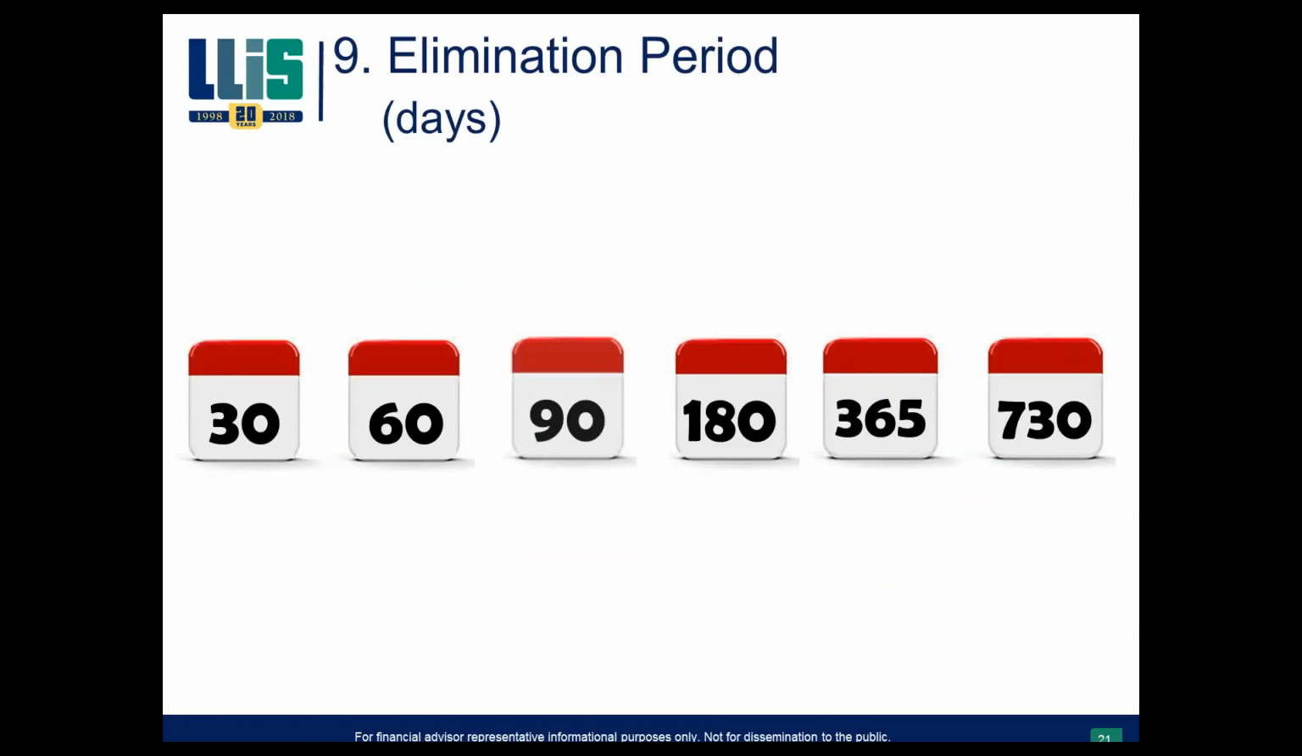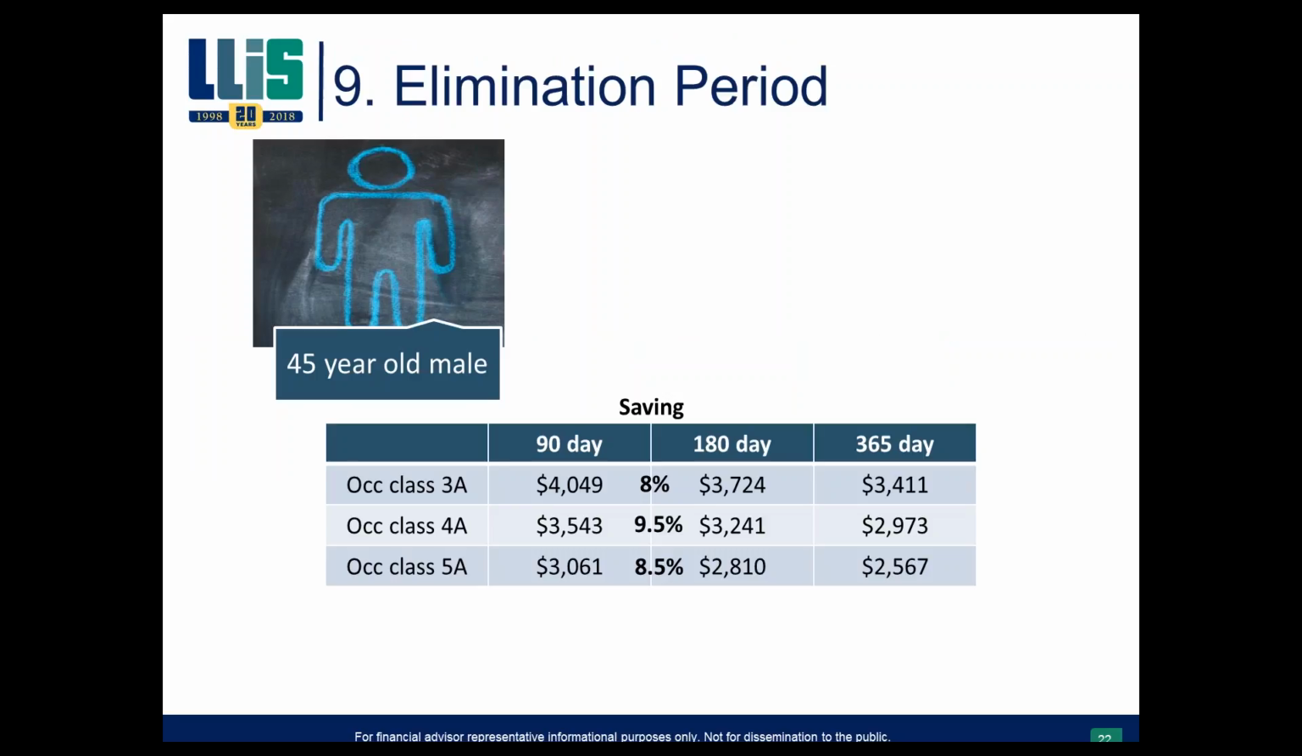Now, elimination period, 90 is flashing here because we default to 90 for every single quote unless you tell us otherwise. And that's because the vast majority of advisors that we work for, they insist on having a 90-day emergency cash fund available for their client. So if you want to see something different, you can save some money by going out to 180 or 365 days, and I'll show you that in just a minute.